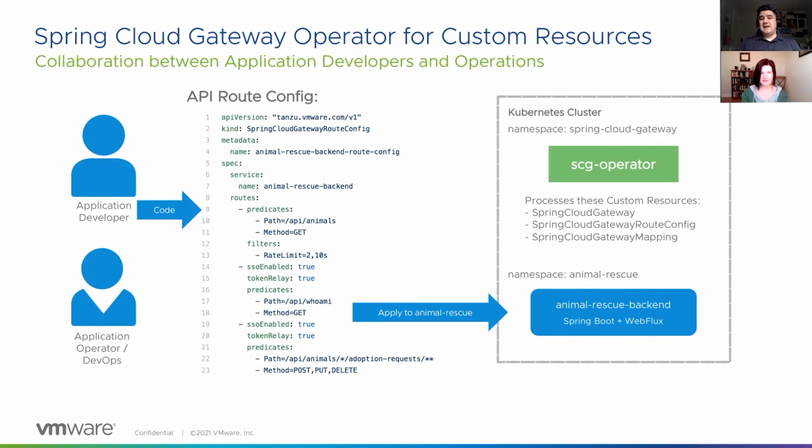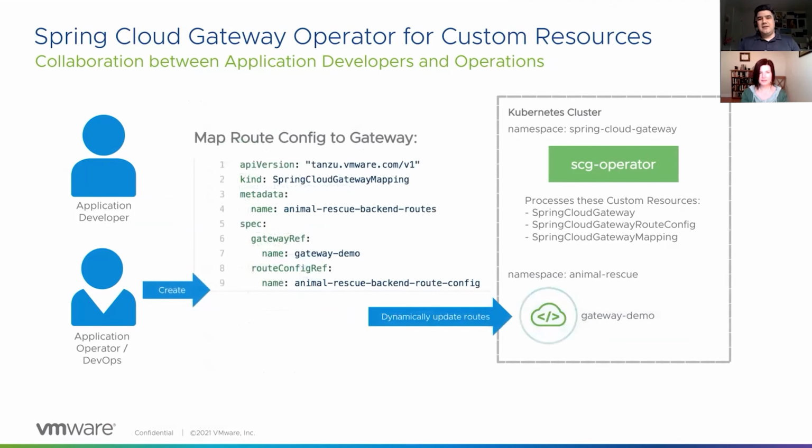And you can apply this again into the animal rescue namespace as an example, and that will be just sitting there waiting because it doesn't have any reference to any gateway yet. There's a third custom resource that we provide, which is called a mapping object. And a Spring Cloud Gateway mapping object really takes a reference of a route config and maps it to a gateway. And this is somebody deciding that this gateway should have these API routes, or I should change out the API routes for this service with these new ones. And that means there's a way for the application operators to have control and make sure that the wrong APIs do not get into this gateway.